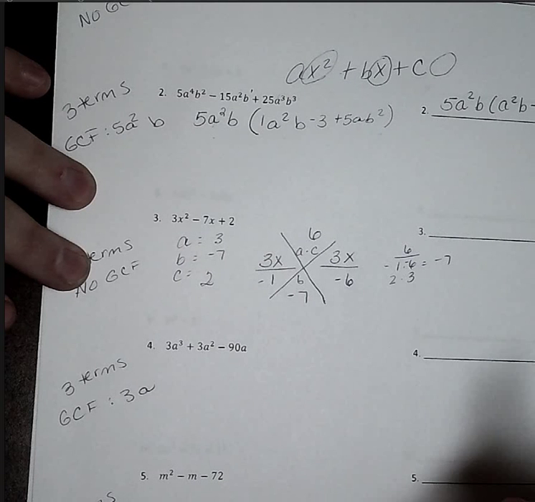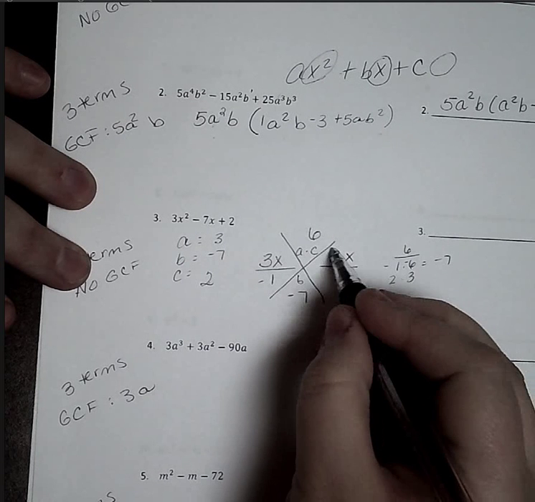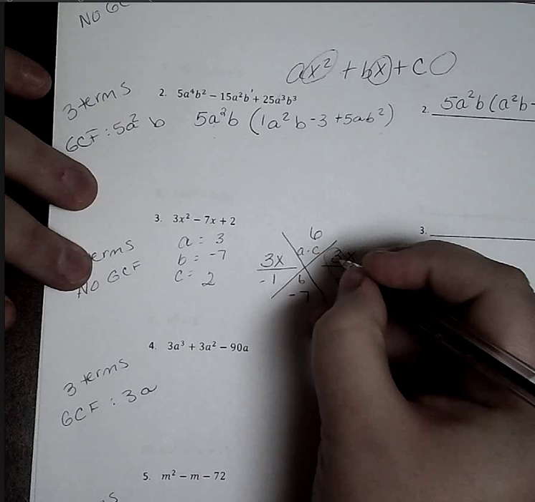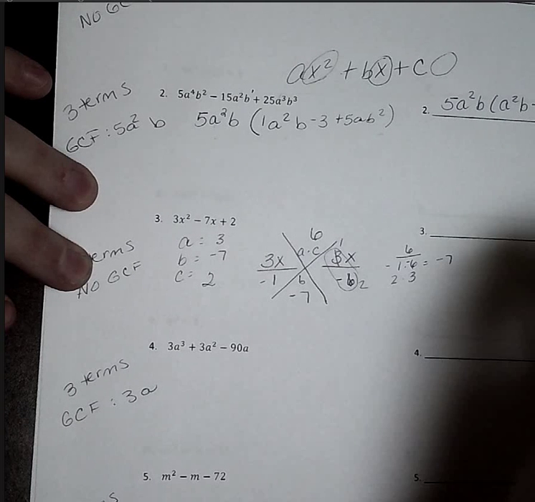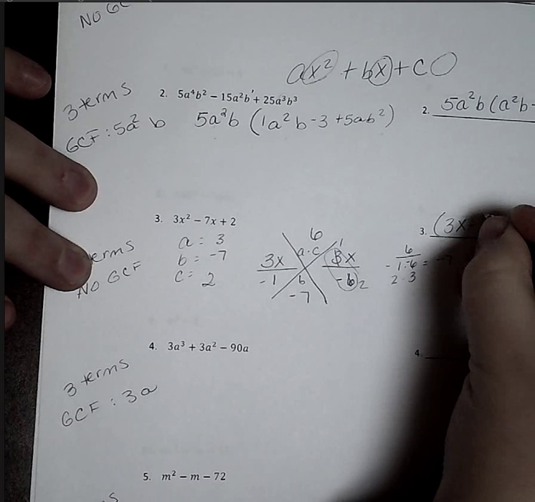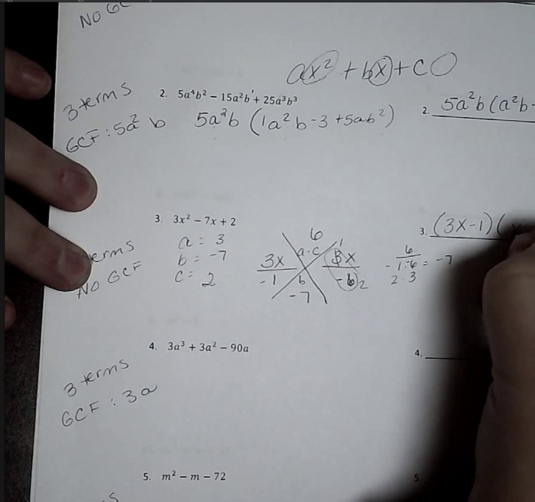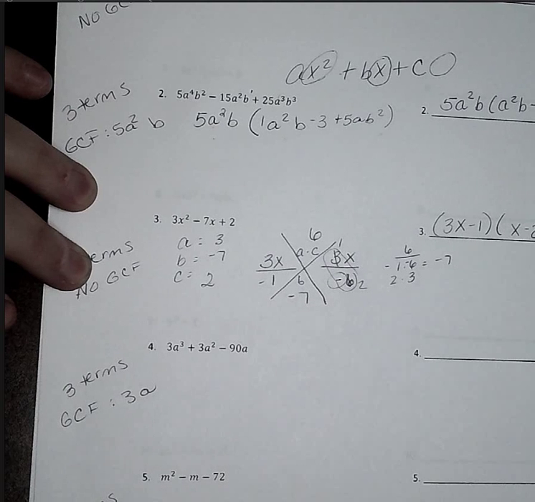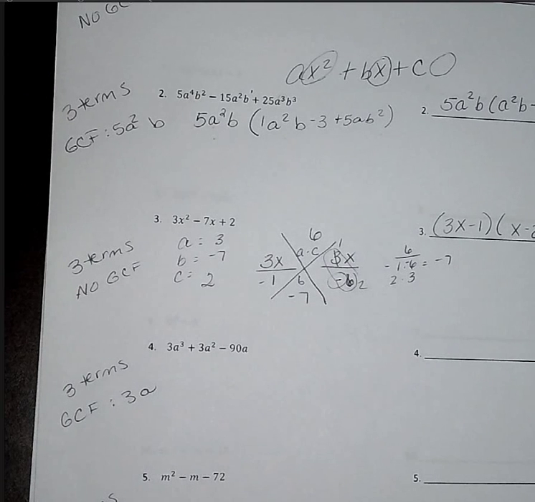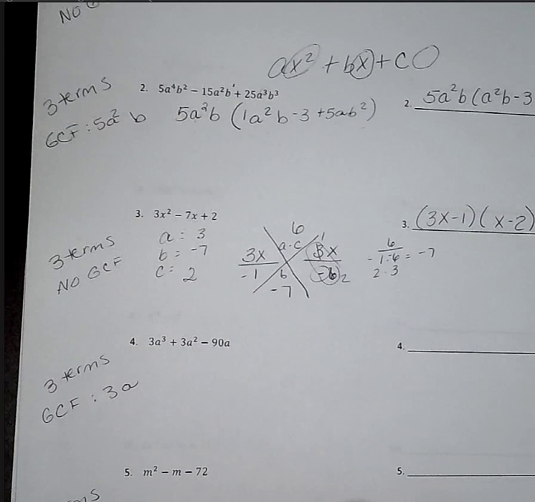Before we write our answer, we have to simplify this fraction here. So our 3 and 6 simplify to be a 1 and 2. So we get 3x minus 1 here, and then an x minus 2, be careful of that negative there. If you had the parentheses flip-flopped, that doesn't matter. It's no big deal. It's still going to be the same answer.